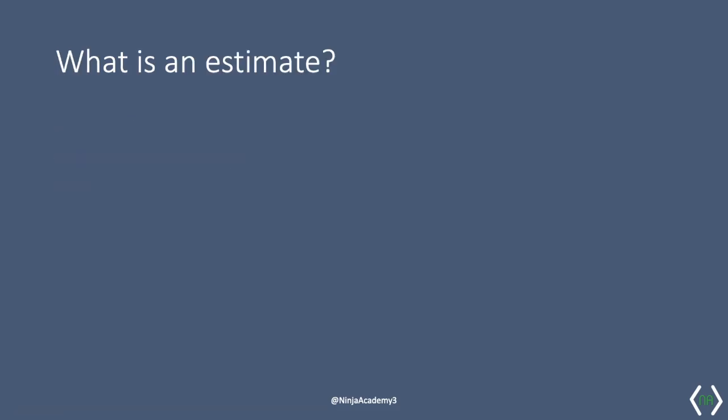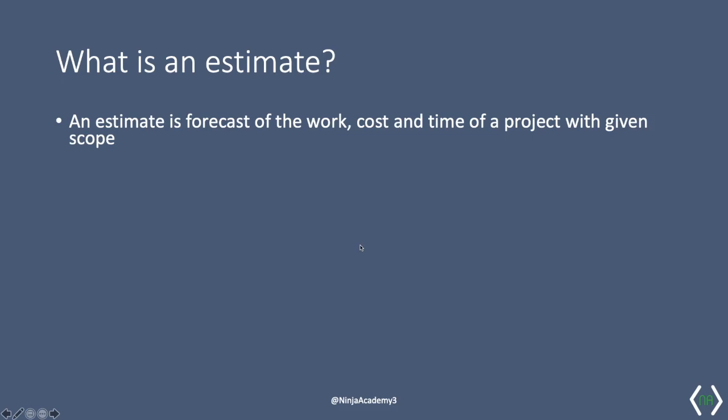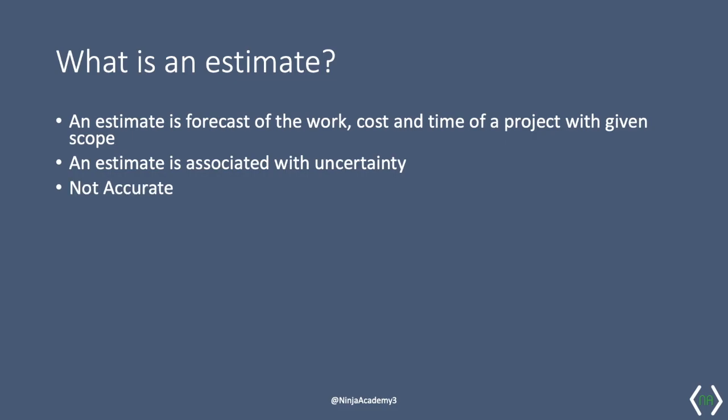So what is an estimate? An estimate is a forecast of the work, cost, and time of a project with given scope. An estimate is associated with some level of uncertainty and is almost never accurate. Irrespective of the methodology that you use to come up with an estimate, there is always some amount of variance associated with it. We will look at how we can address that down the line, but let's look at how we can improve.